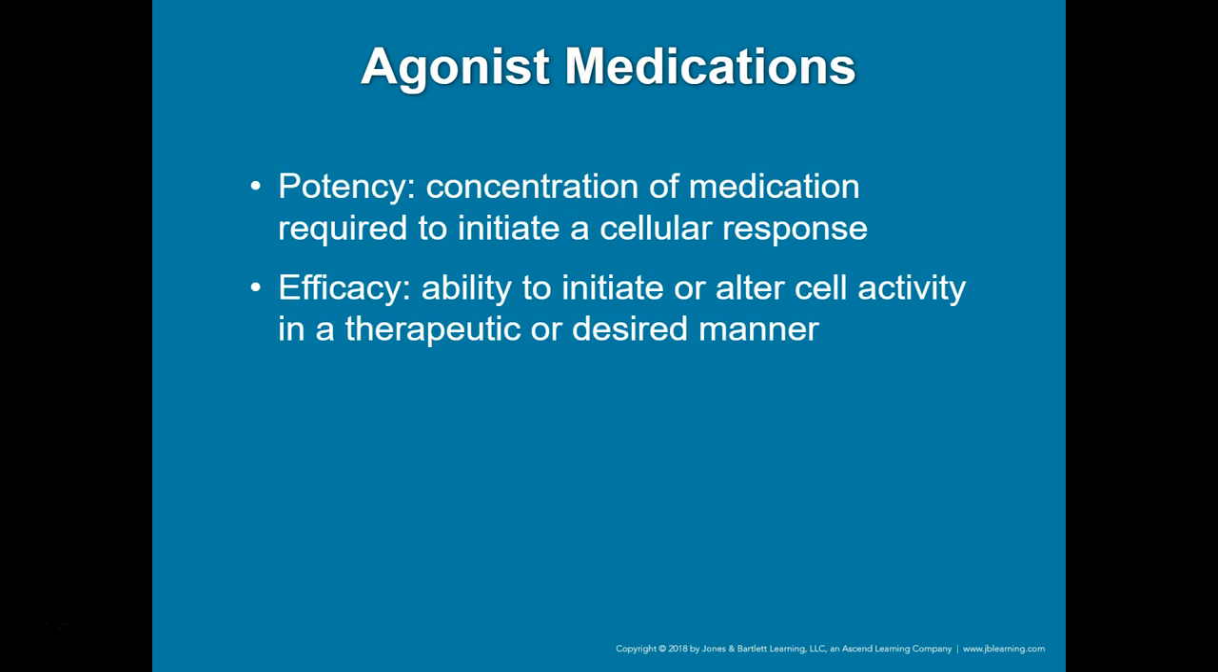Potency is the concentration of medication required to get that. So that's all about concentration and how diluted down your medication is. Fentanyl is much more potent than morphine. So where we might give 4 milligrams of morphine, we might only give 50 micrograms of fentanyl to get very similar pain control responses in the body. Efficacy is the ability to initiate or alter cell activity in a therapeutic or desired manner.